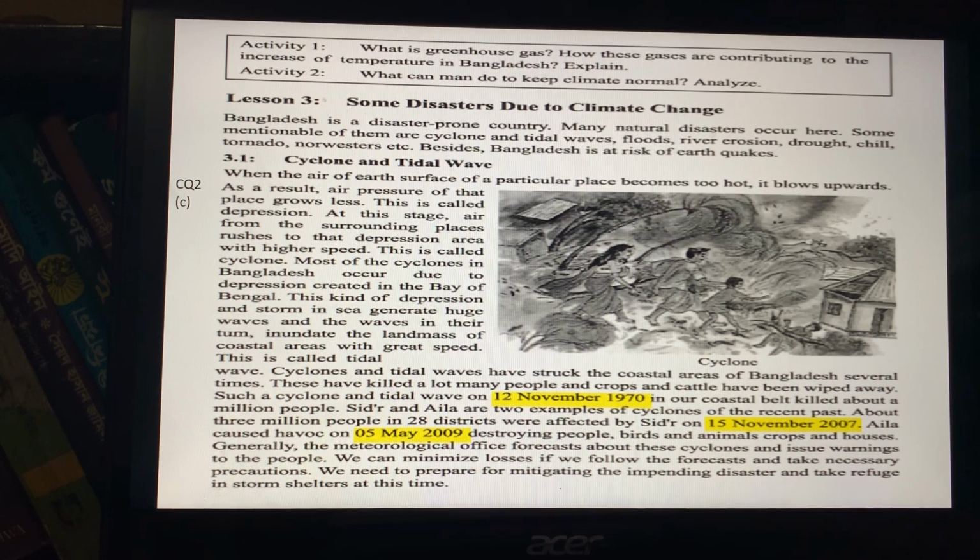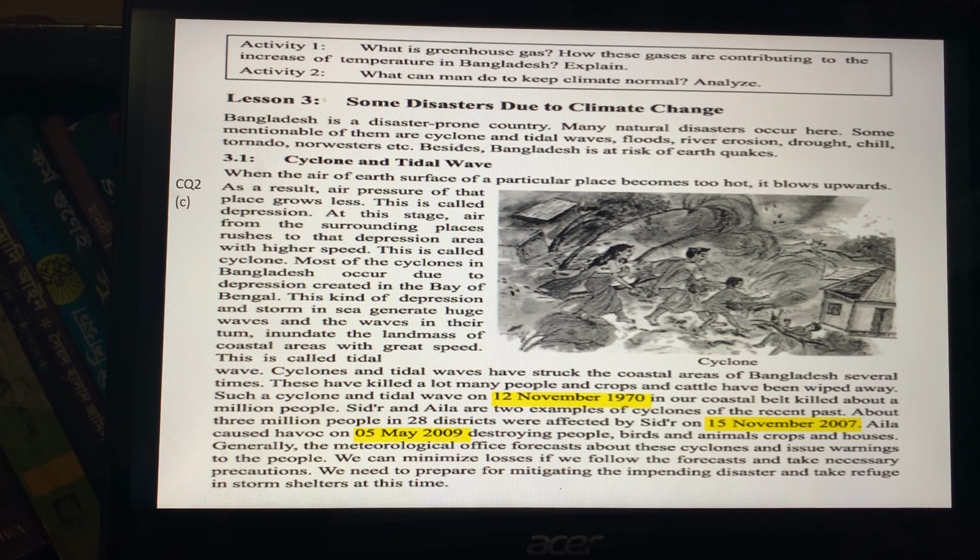Then lesson 3, some disasters due to climate change. Many disasters happen in Bangladesh also. So number 1, cyclone and tidal wave. You can find CQ2C answer from here.